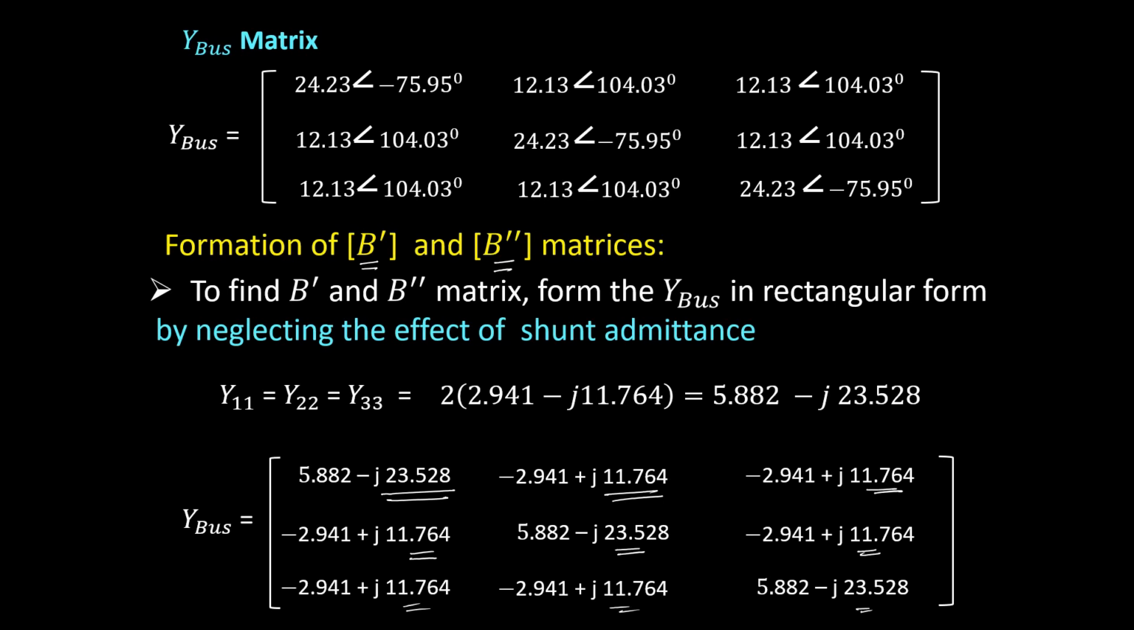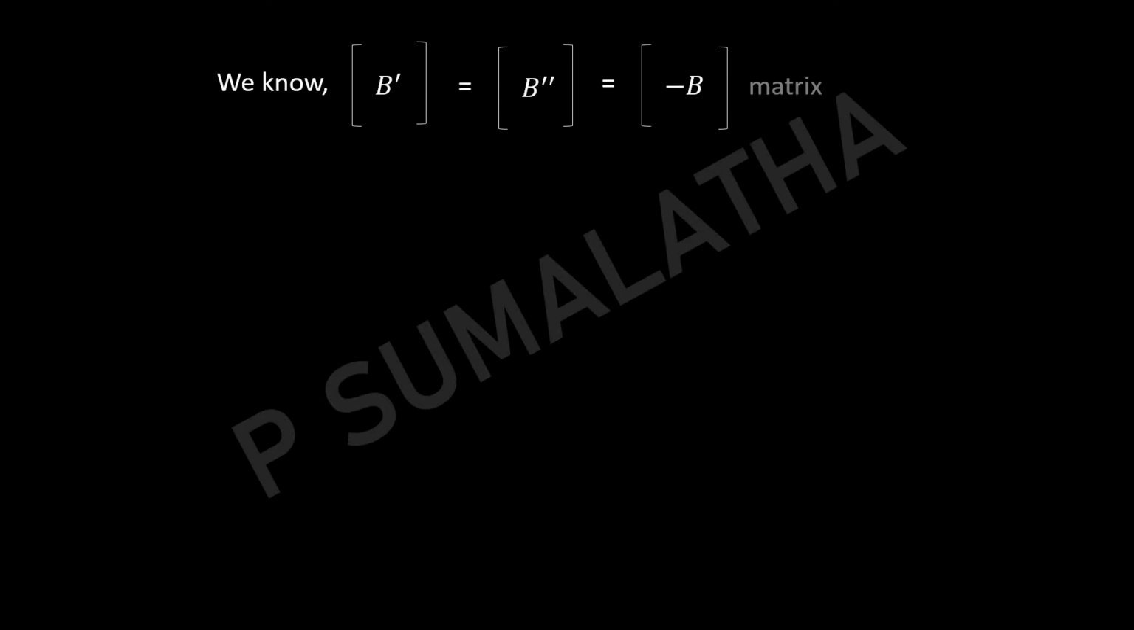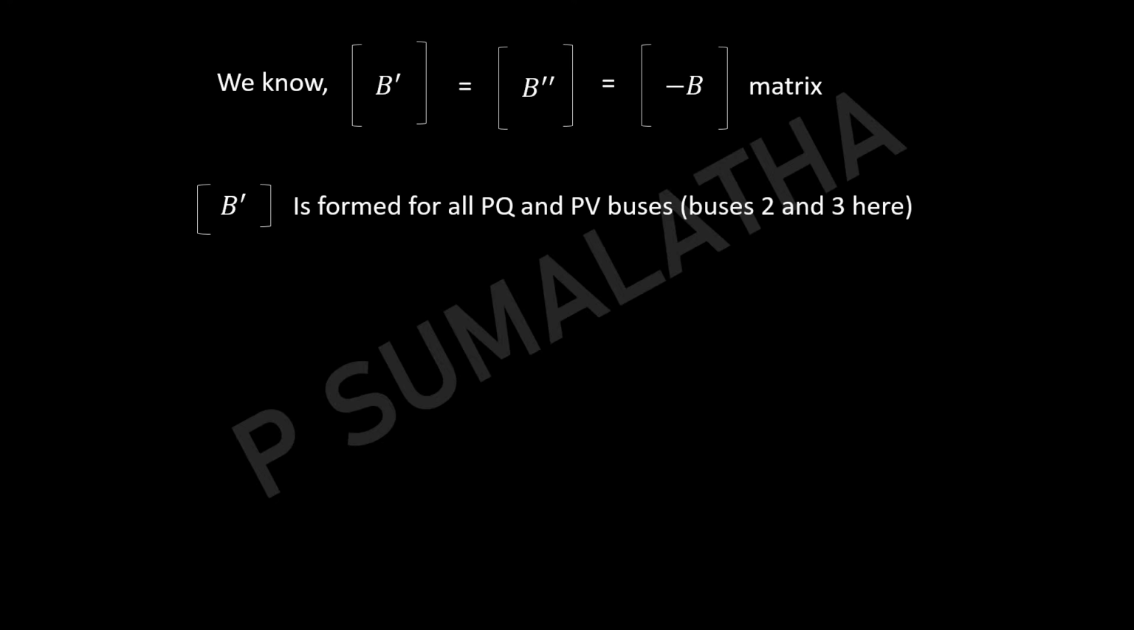Okay, let us recall the concepts related to this B prime and the B double prime matrices. So we know that the B prime matrix is equal to the B double prime, which is equal to minus B matrix. So the negative value of the susceptance present in the Y bus matrix will be taken as the elements of the B matrices. We know the B prime matrix will be formed for both PQ as well as the PV buses. So that is why the B prime matrix will be formed among buses 2 and 3. Okay, so the dimension of the B prime matrix will be a 2 by 2 matrix.